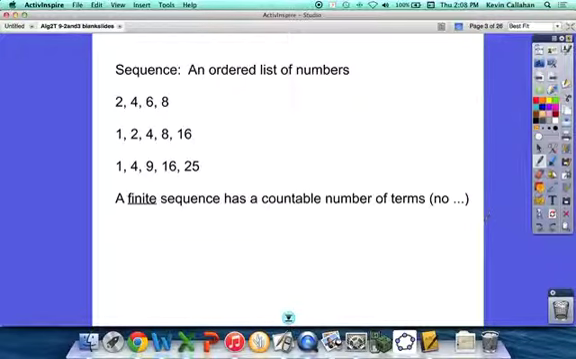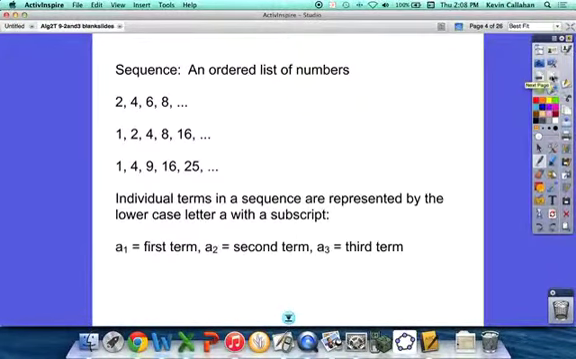Good. Slow me down if it's too much. Okay. Individual terms in a sequence are represented by a lowercase letter a with a subscript. So a with a subscript of 1 means the first term. A with a subscript of 2 is the second term. A with a subscript of 3 is the third term.